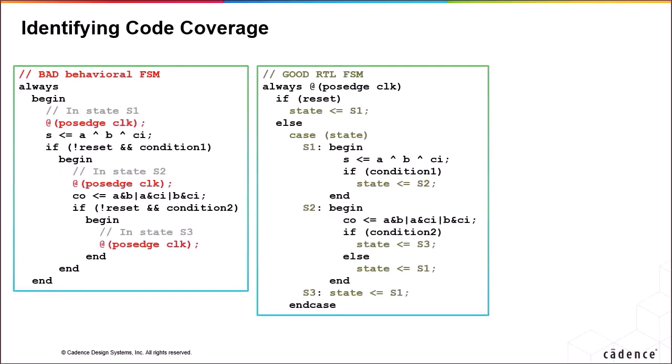Here are some examples of bad and good state machines. The left machine is described at the behavioral level of abstraction. A logic synthesis tool cannot infer logic from this description. The right machine is described at the register transfer level of abstraction. A logic synthesis tool can infer sequential logic from this description. However, ability to infer sequential logic does not by itself guarantee that the tool recognizes it as a state machine.